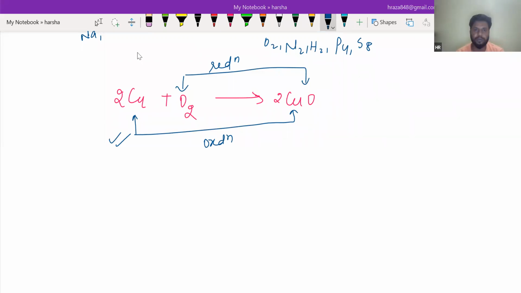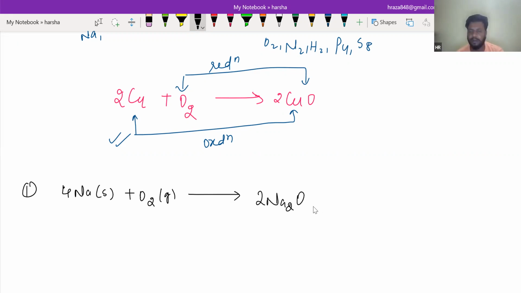Okay, sir. Now I am going to give you a question. Here is 4Na in solid form. This electron part you will study in class 11. Most probably there will be no question on it in this class.